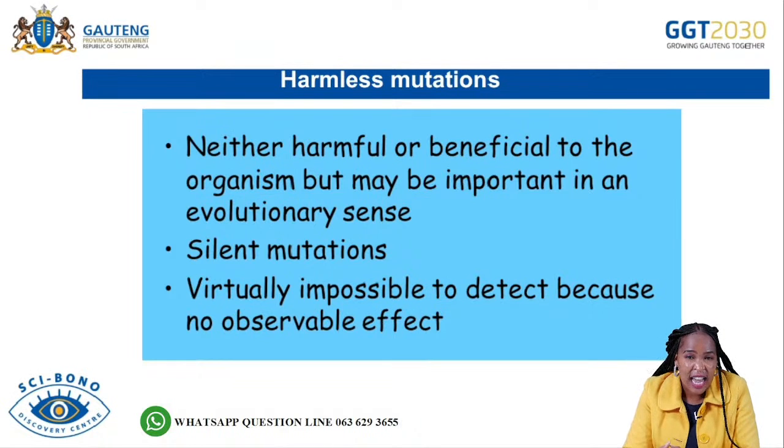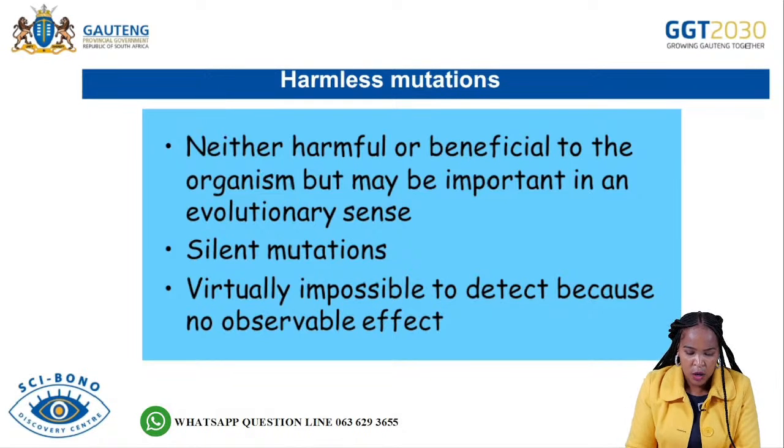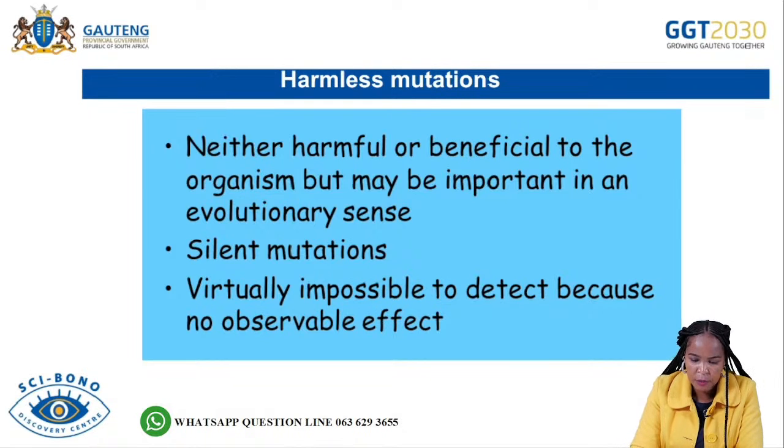Some are just silent mutations that you cannot even see. They are not observable. It is virtually impossible to detect those types of mutations. You may find that an organism has mutated, but it is virtually impossible to detect that there was a mutation. Everything continues as normal. So those types of mutation also occur.